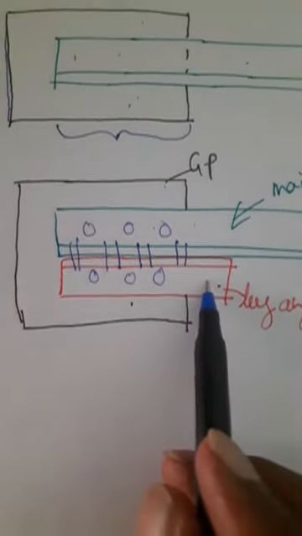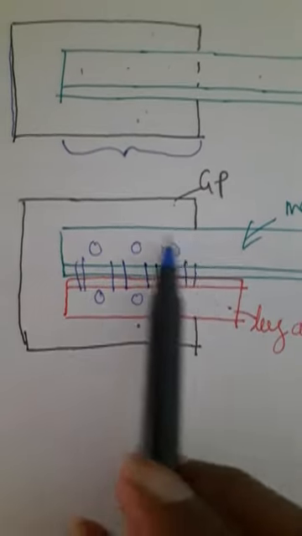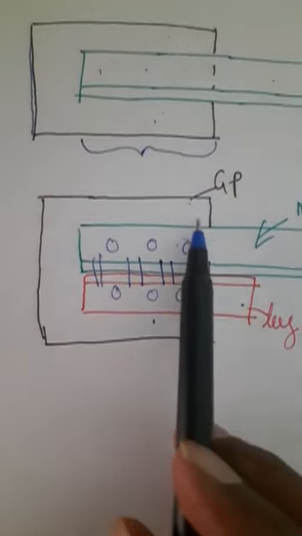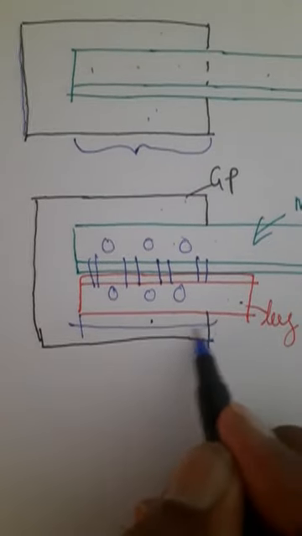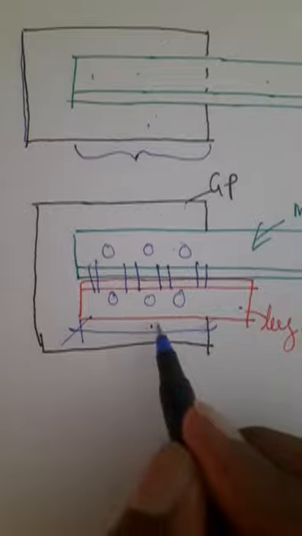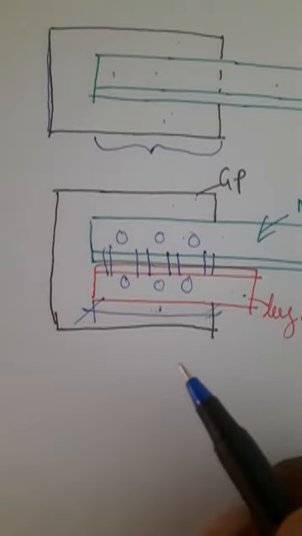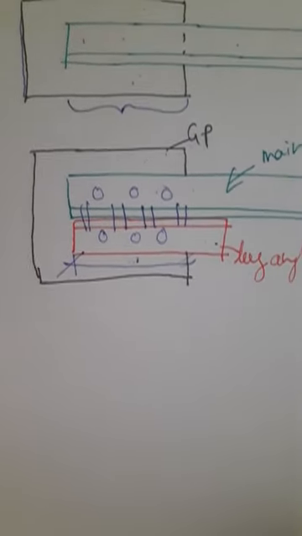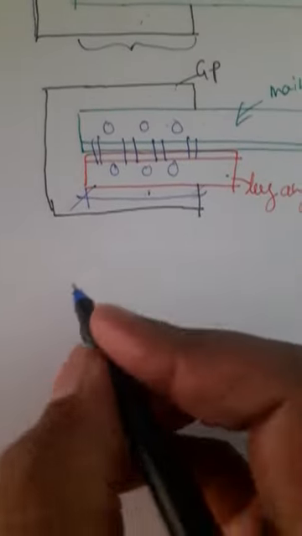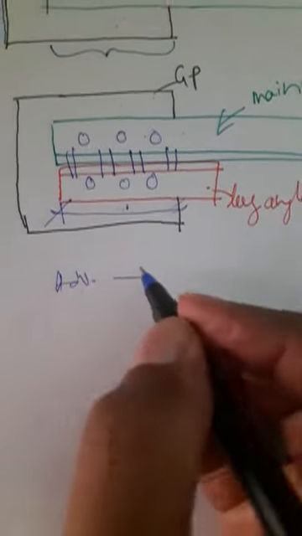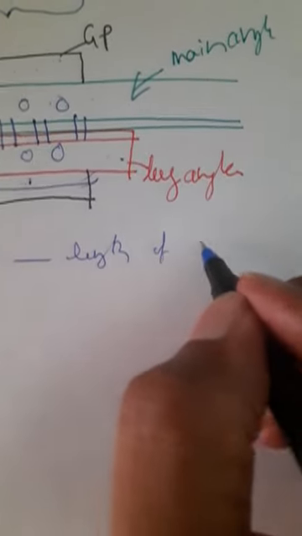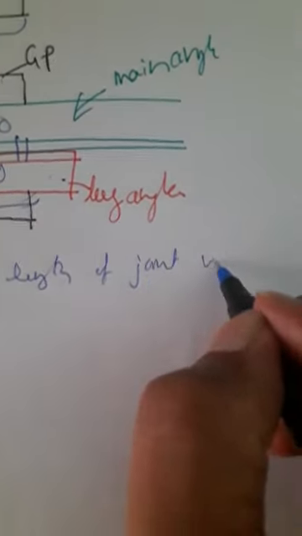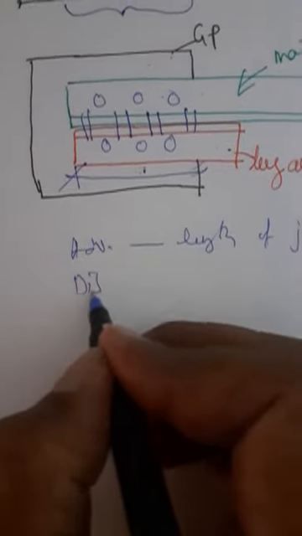So by providing this lug angle, it takes part of the load of the main angle to connect to the gusset plate. Hence this results in reduction of this lap joint, this lap. So this is the main purpose of lug angle. So the basic advantage is the length of joint is reduced, but it has certain disadvantages also.